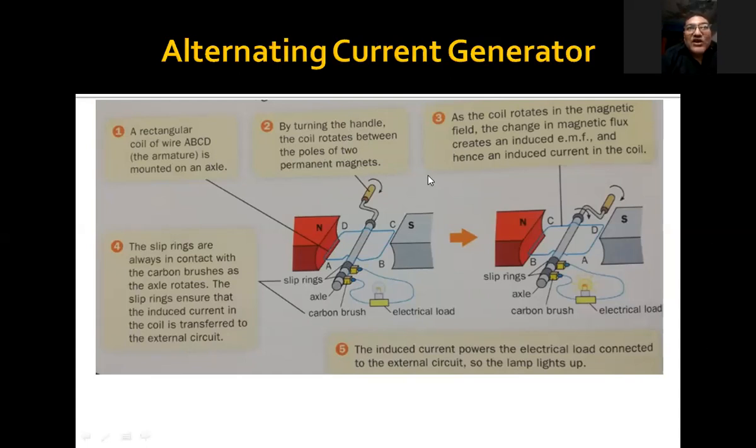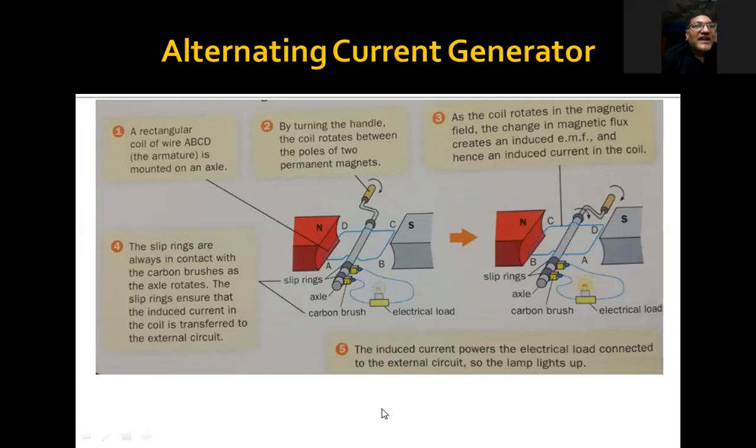As the coil rotates in the magnetic field, the change in the magnetic field creates an induced EMF and hence an induced current in the coil. The slip rings are always in contact with the carbon brushes as the axle rotates. The slip rings ensure that an induced current in the coil is transferred to the external circuit. The induced current powers the electric load connected to the external circuit, so the lamp lights up.